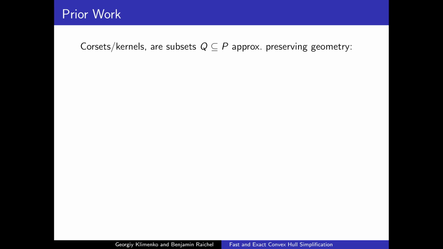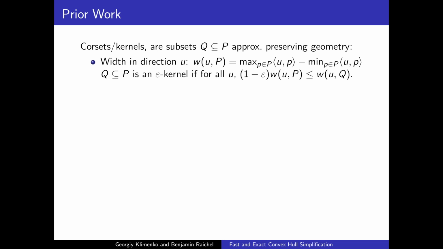Now I will discuss prior and related work for our problems. A very similar topic is coreset studies, where the subset is selected such that it preserves some geometry of the given set of points. If by width(U, P) we define the difference between the max of the dot products between U and all points in P and the min of the dot products between U and all points in P, then some subset Q of P is an epsilon kernel if (1 minus epsilon) times width(U, P) is at most width(U, Q).